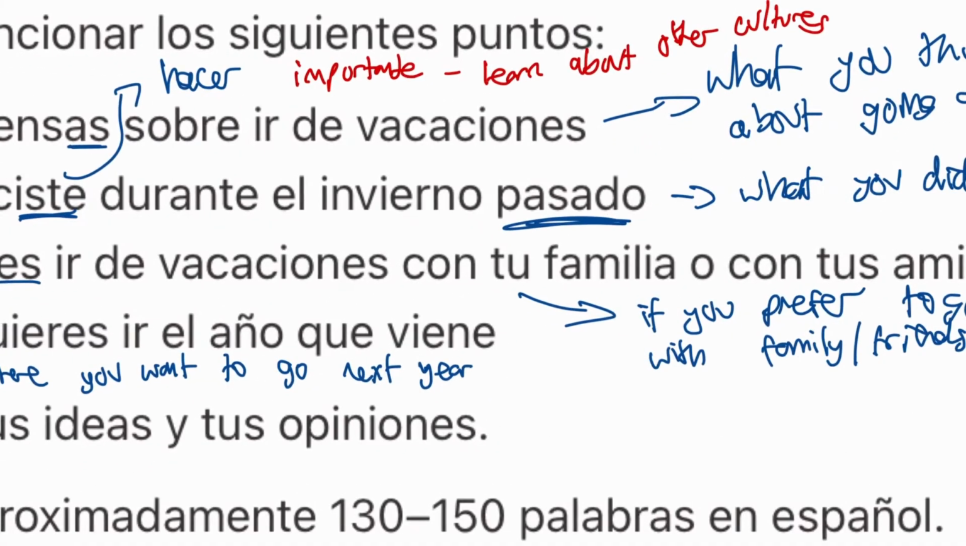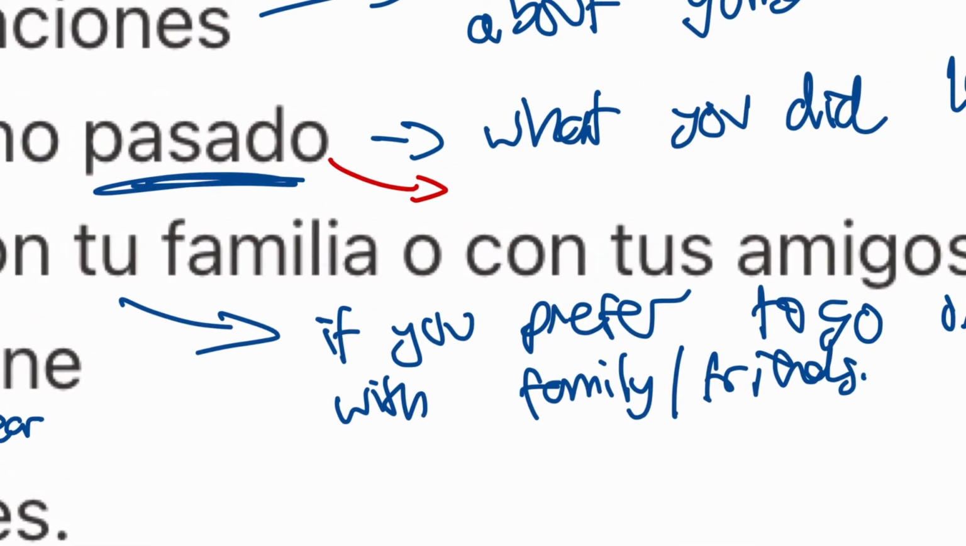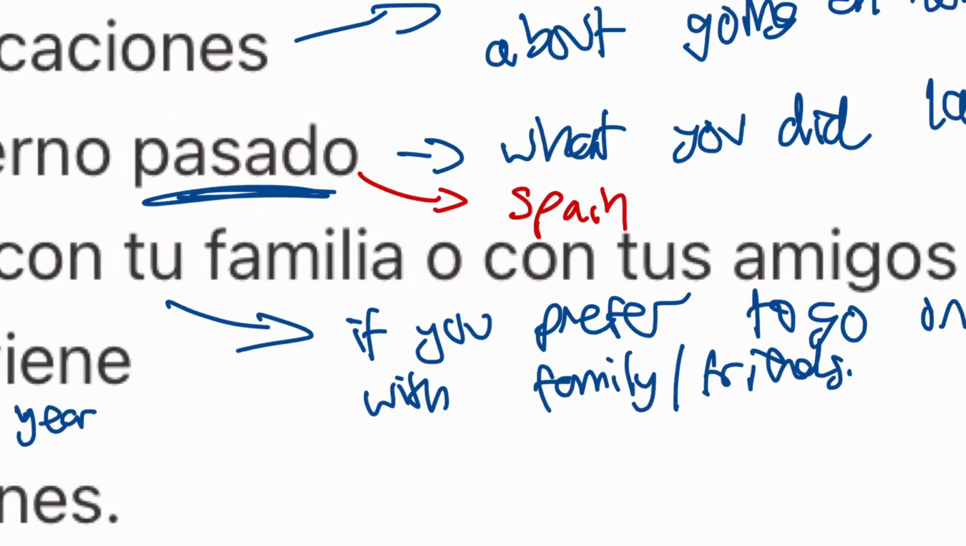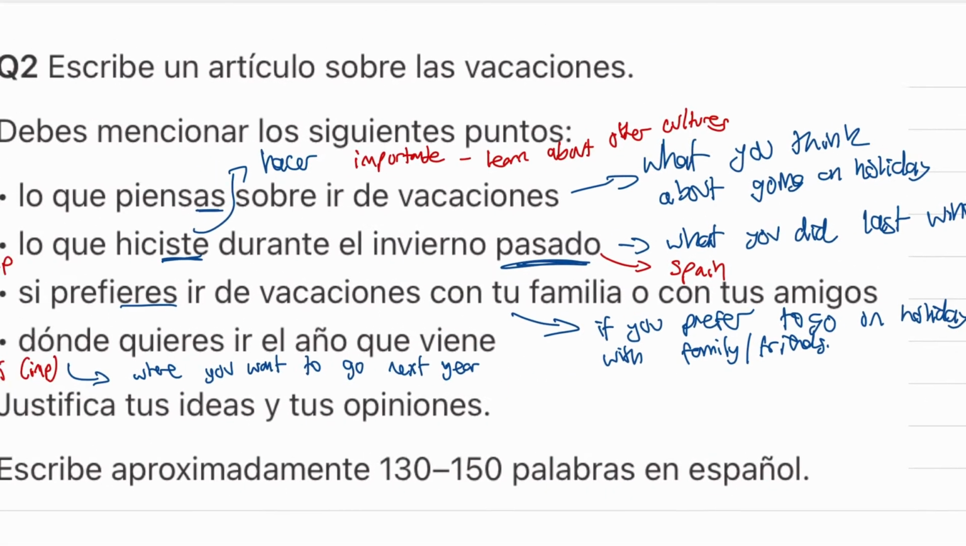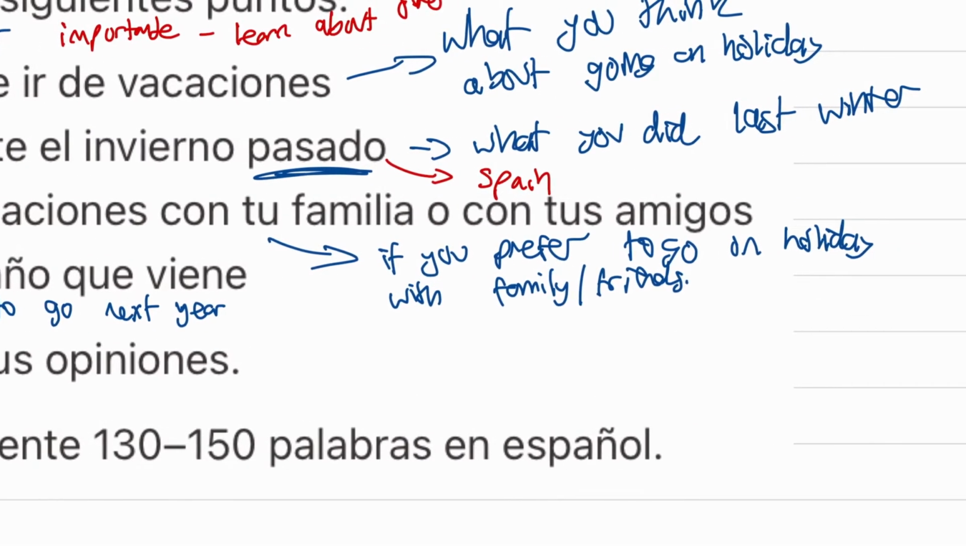Then what I did last winter, let's say I went somewhere. Let's say I went to Spain. So like fui a España. So that could be my starting point for that one. Third one, si prefieres, if you prefer going on holiday with your family or friends, I'm going to pick friends.